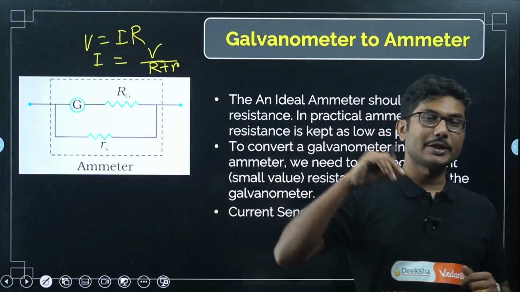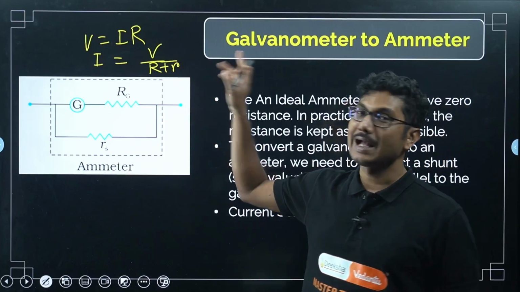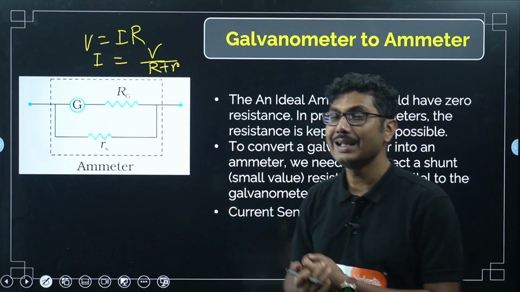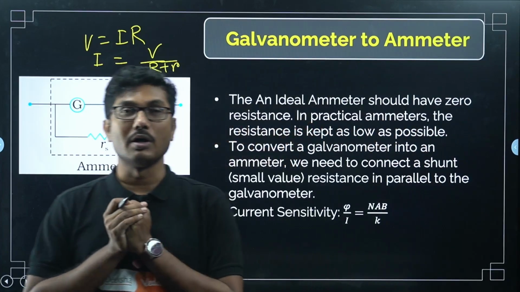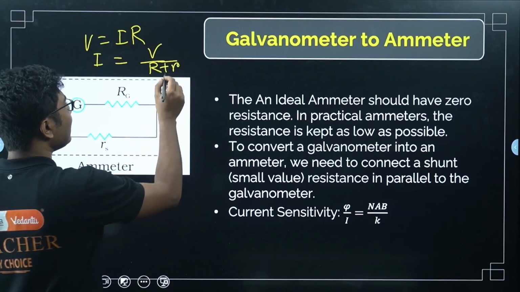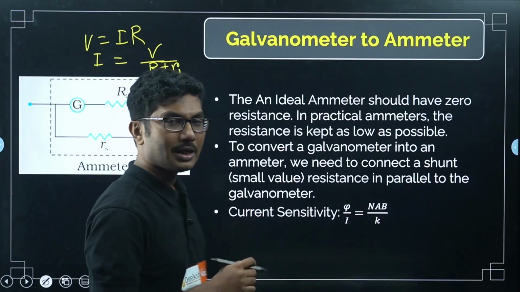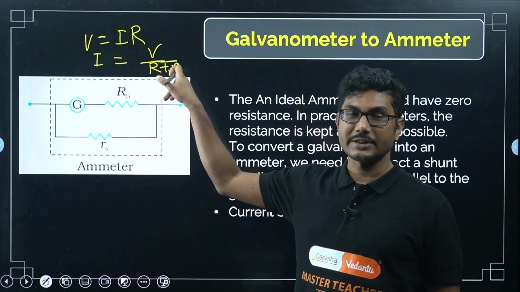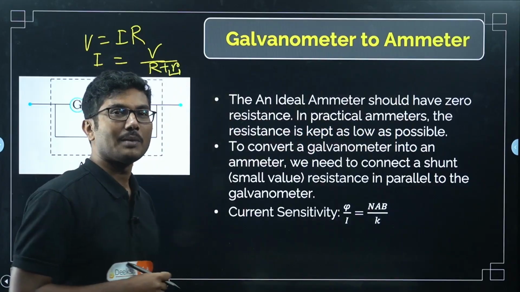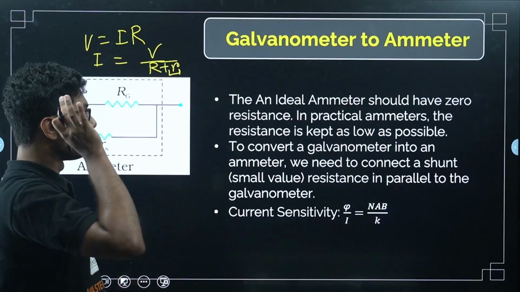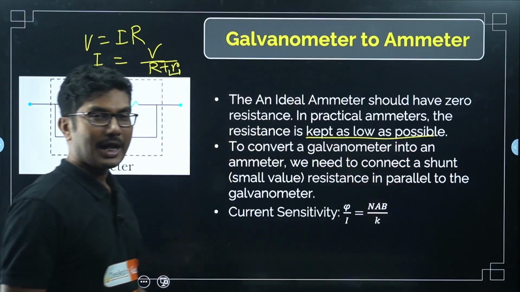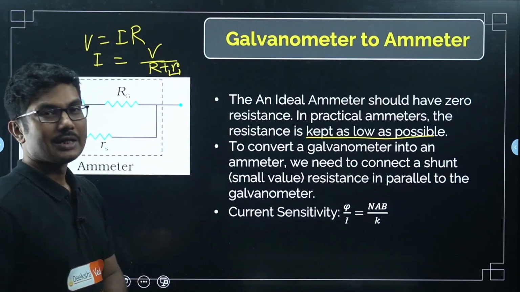So an ammeter should ideally have 0 resistance, so that it does not affect the actual flow of current. But in practicality it is not possible to make something which has 0 resistance, right? So we want this resistance to be as low as possible, so that the effect of the original resistance R is still the priority. Even if the current is decreased by maybe 1% or 2%, that we can ignore, right? So we have to keep the resistance of the ammeter as low as possible, because it is measuring the current.